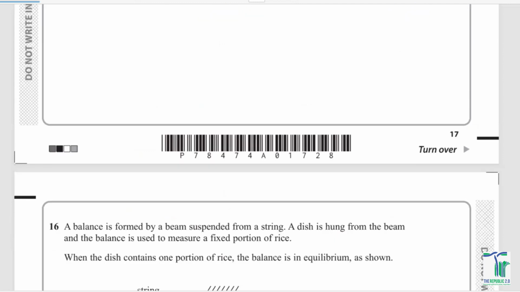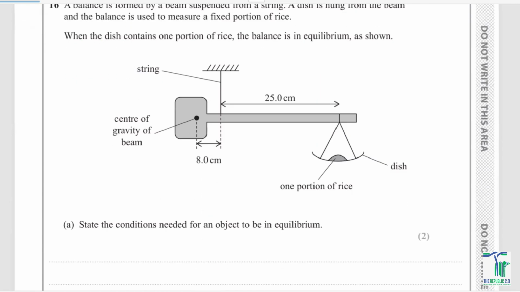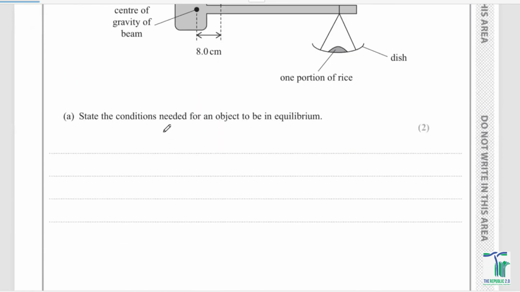And now we've got this question number 16. We've got the center of gravity of this hinge. We've got this dish over here. We've got the string which hangs it upwards. So in the A part, he's just asking us for the conditions needed for an object to be in equilibrium.